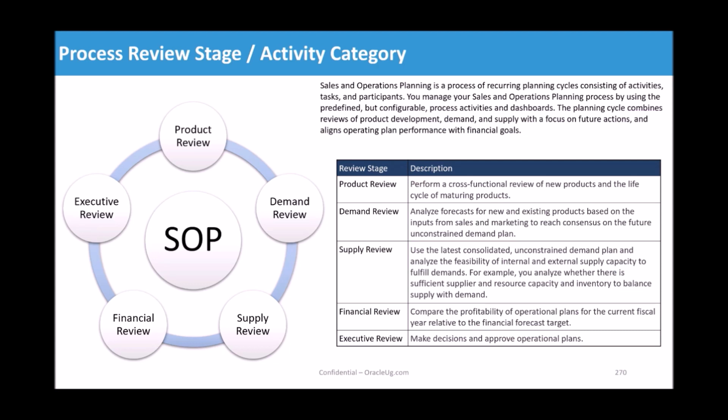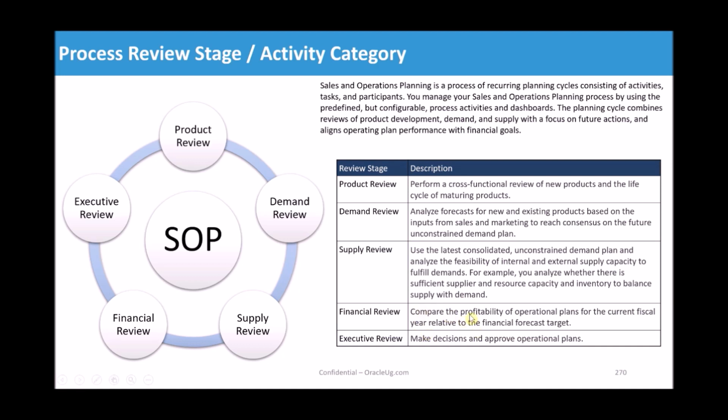In the supply review, once the demand review is completed, then we find out how much supply we can have with the existing capabilities and how we want to fulfill all our demand, then how much extra capability or capacity we need to build. Because in the supply review, you can have a constraint-based review. Use the latest consolidated unconstrained demand plans and analyze the feasibility of internal and external supply capacity to fulfill the demands. For example, you analyze whether there is sufficient supplier and resource capacity and inventory to balance with demand. If not, then what actions you need to take. You can have that as part of your supply review stage activity, and in that activity you can have several tasks for your operation manager, for your planning manager, or maybe your purchasing manager.